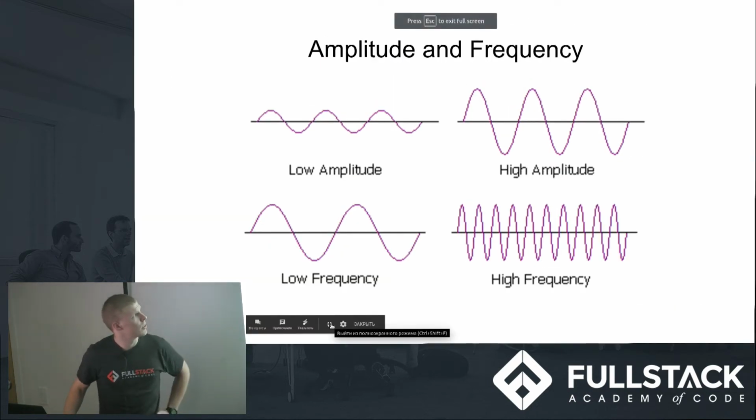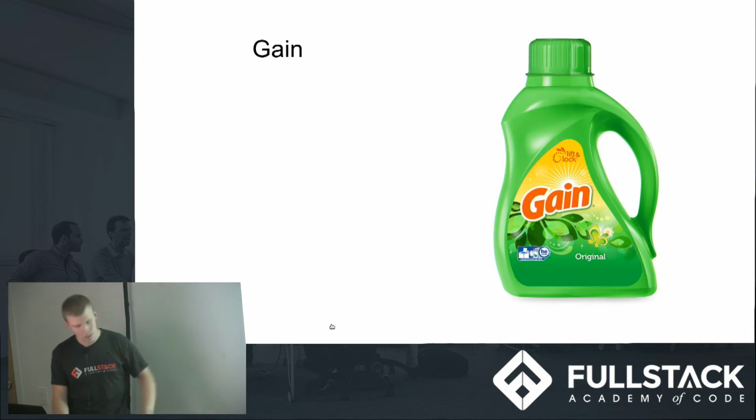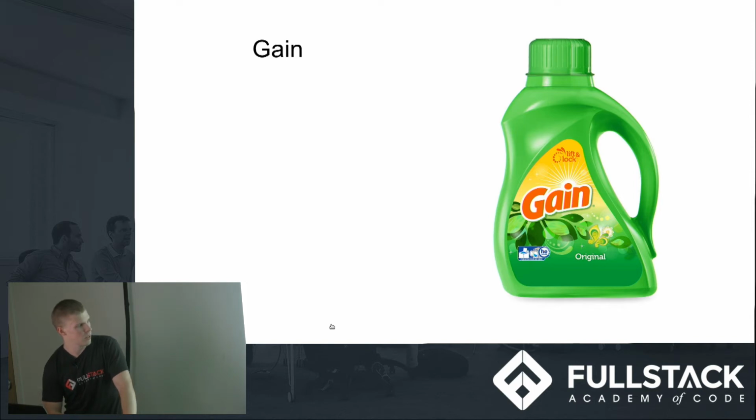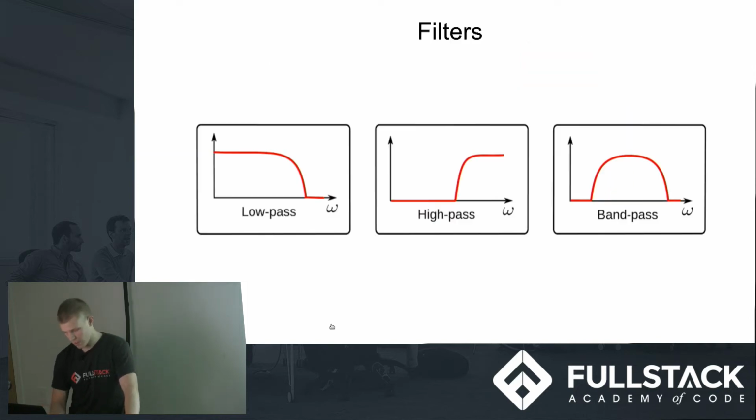Now I'm going to show you gain. Not this one. I'm going to talk about the audio node named gain. Gain is basically a very simple node. It just gives you the ability to change your volume. Next one is the biquad filter node, and you can filter your sound in a few different ways.